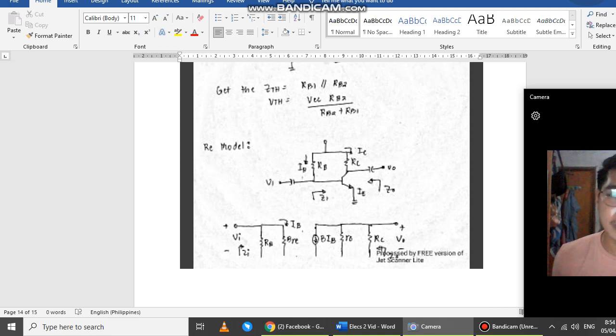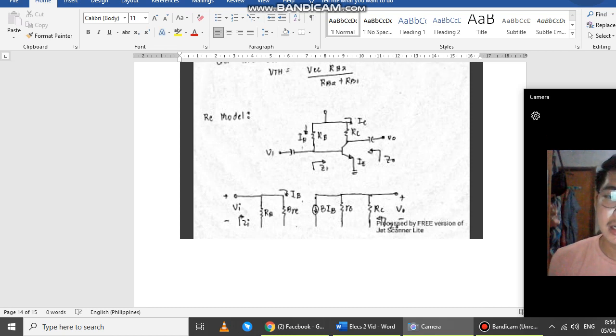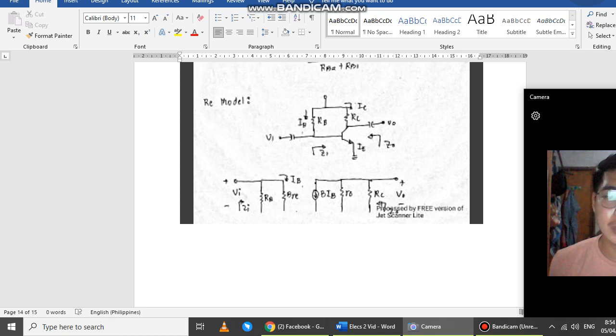Next, we have the RE model. So at the lowest part is the RE model of this kind of circuitry. It has the following fixed parts, which are the beta RE, the beta IB, and the RO, wherein RB is equal to the resistance of the base and RC is equal to the resistance at the collector. And we have also the input voltage and the output voltage. And this is very effective if we need to get the input impedance and the output impedance of the circuit.